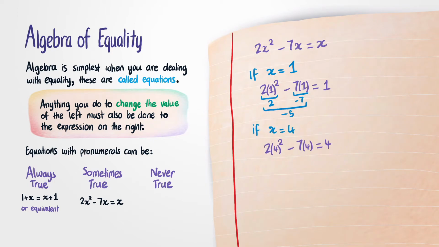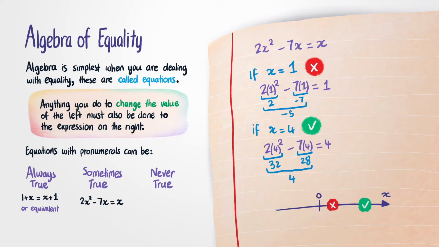On the other hand, if we try x equal to 4, we can see that 4 squared is 16, and then 16 times 2 is 32. And then from that, we're going to subtract 7 times 4, which is 28. Now 32 minus 28 is the same thing as 4. And in this case, we can therefore see that 4 is the same thing as 4. So this expression is true when x is equal to 4.